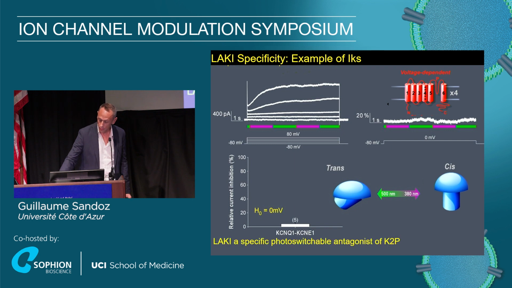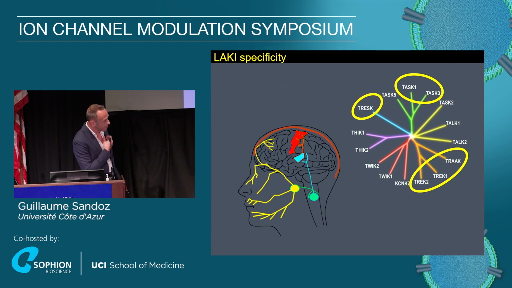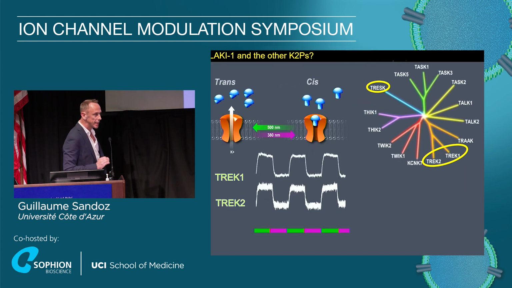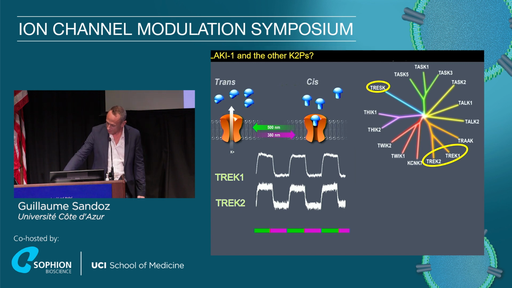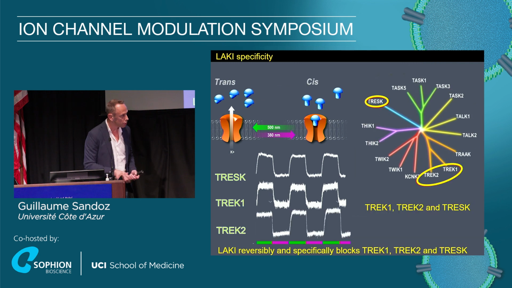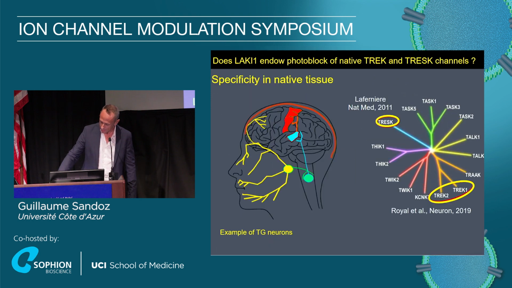What about now the specificity within the family? I remind you that six of these channels are expressed in trigeminal neurons and in dorsal root ganglion neurons. We therefore tested these channels for sensitivity to the molecule. We found that TREK1 and TREK2 were highly regulated by the light in the presence of the molecule, but we have been very lucky because TASK1 and TASK3 were not. Meaning, we got a molecule which was able to modify specifically the activity of TREK1 and TREK2, the ones which are involved in migraine and chronic pain.